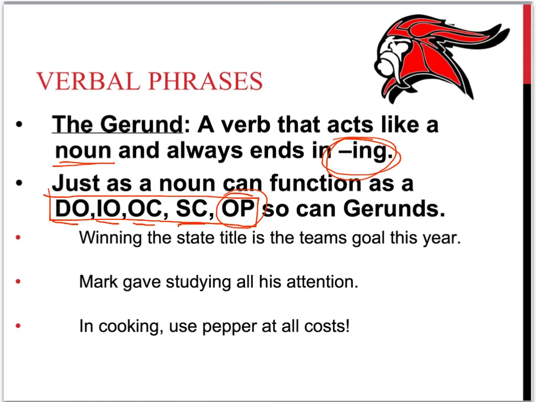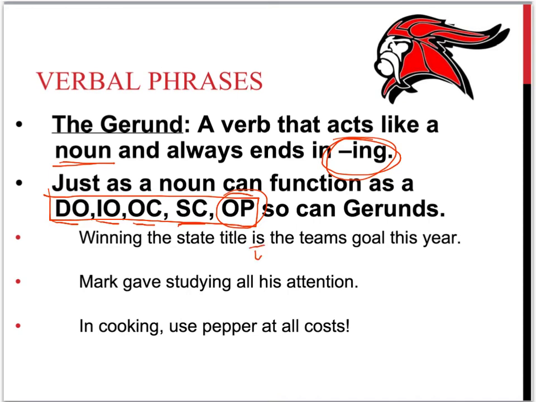And you'll never be asked to say, all right, here's a gerund, now why? Is it acting as a direct object? No, you'll never be asked that. So if you look at these three sentences, they'll help you understand what a verbal phrase, that's a gerund phrase, looks like. Winning the state title is the team's goal this year.